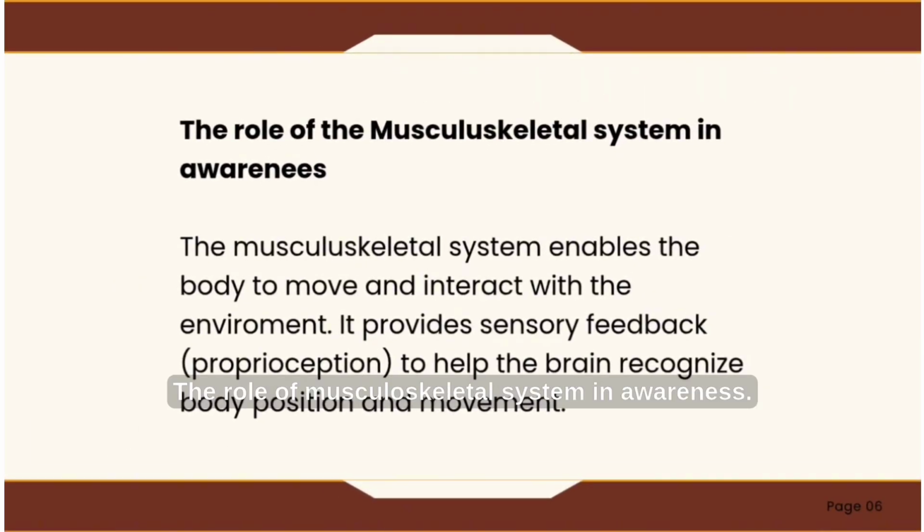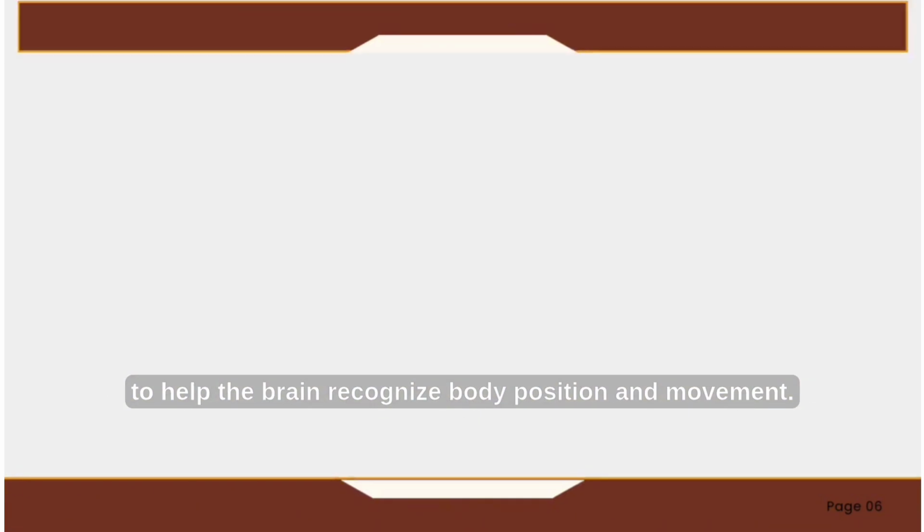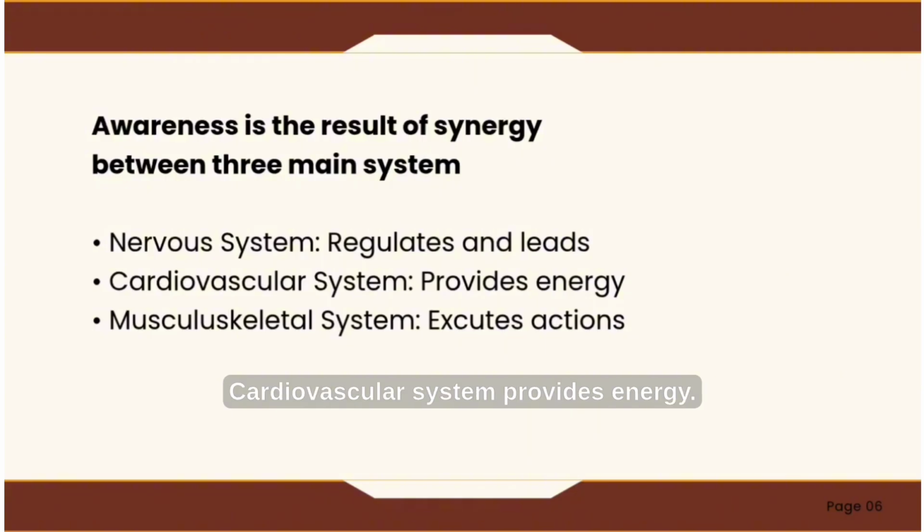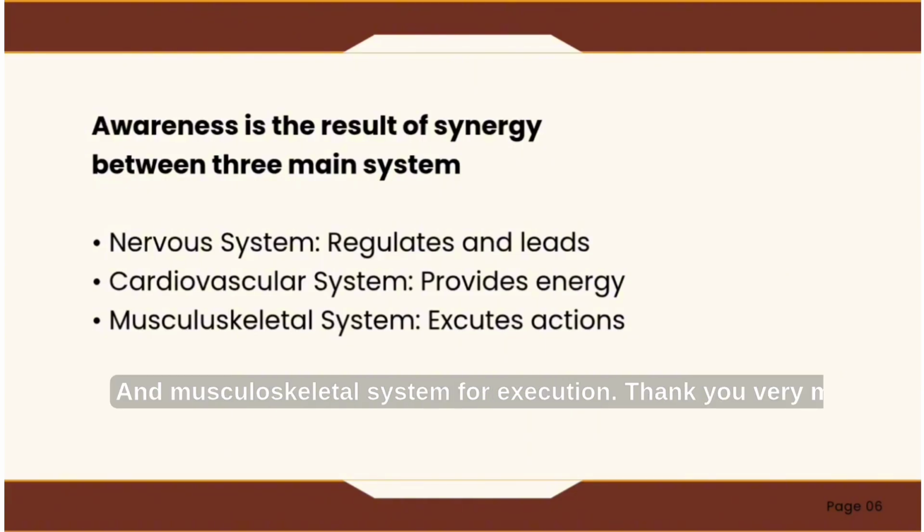The role of the musculoskeletal system in awareness. The musculoskeletal system enables the body to move and interact with the environment. It provides sensory feedback or proprioception to help the brain recognize body position and movement. Awareness is the result of synergy between three main systems. Nervous system for regulates and leads, cardiovascular system for provides energy, and musculoskeletal system for execute action.